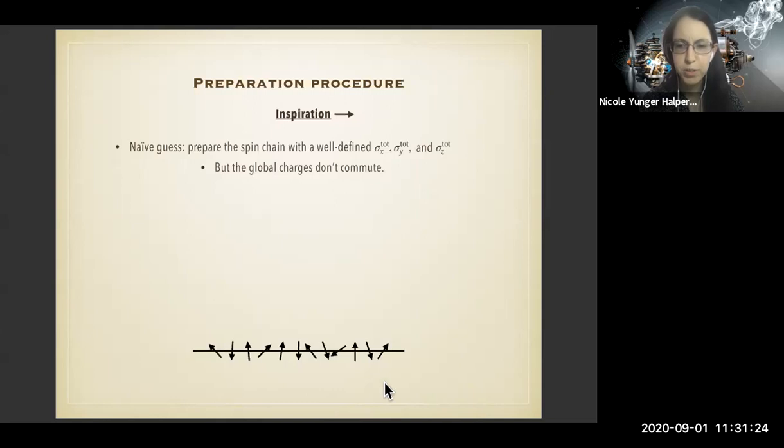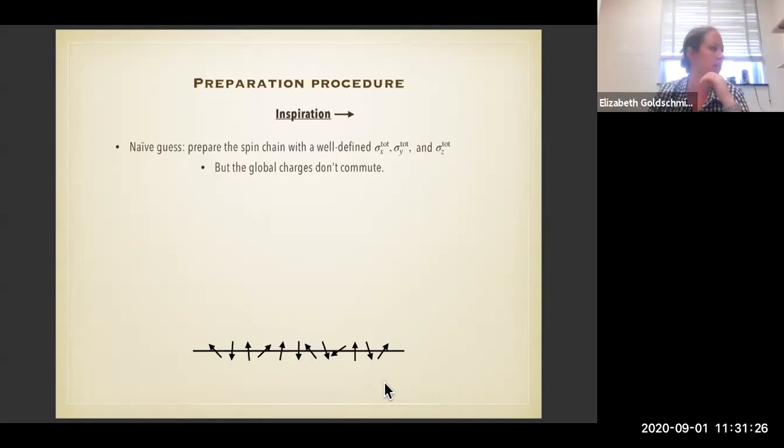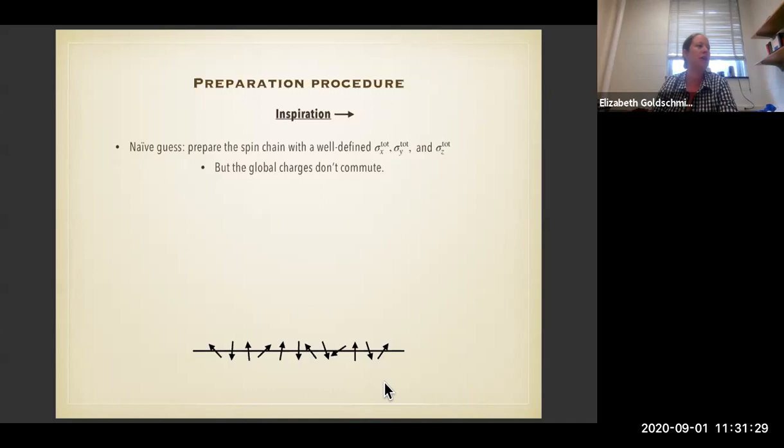Is there a question? Something just popped up on the screen. Yes, there is a question. The question is, why do we need to break integrability?